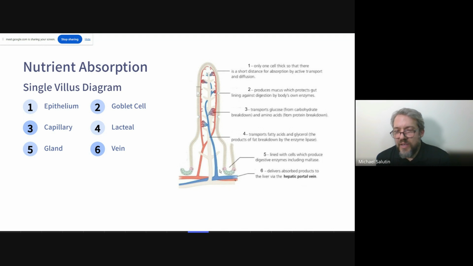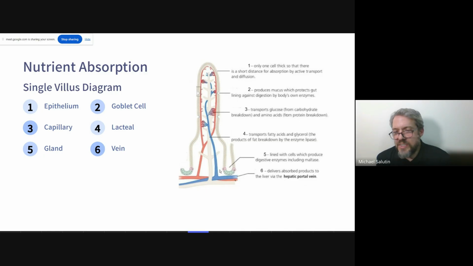Okay, and then next, at the base of each of these villi, they are lined with cells which produce digestive enzymes, such as maltase, which breaks down the sugar maltose. So they're continuing to break down into the final stages. These digestive enzymes break down the food particles to the smallest possible ones that can then be absorbed into either the bloodstream or the lymphatic system. And then finally, number five, these are just called glands in this case. And then finally, we have the vein.